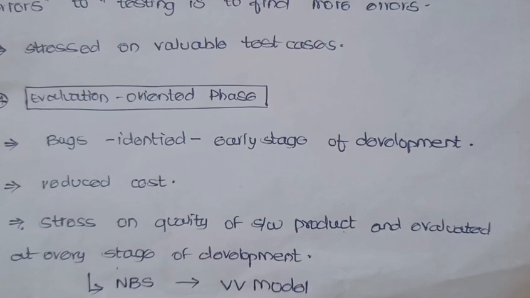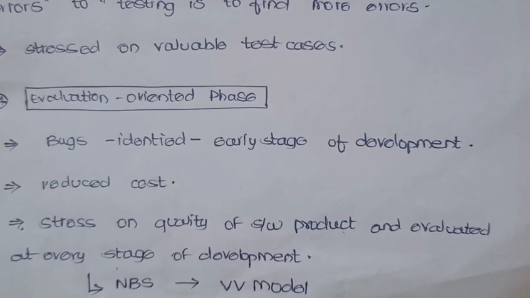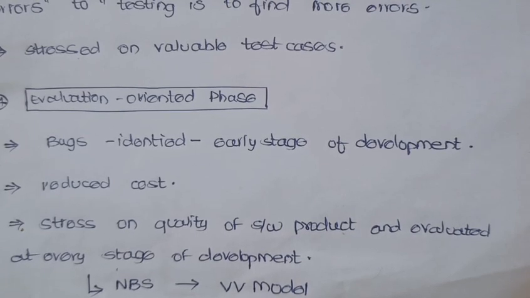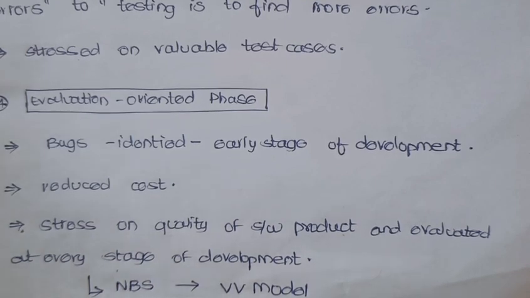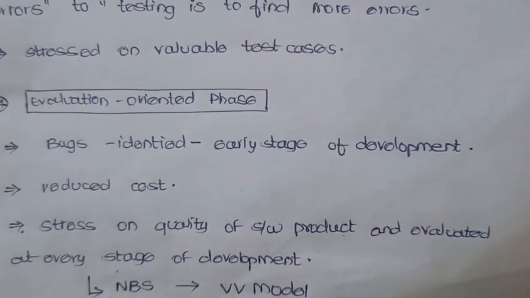The National Bureau of Standards VV model, which is also called the verification and validation model, is used to test the software and verify and validate the software at each and every step of the software development life cycle, to increase the quality of the software product.